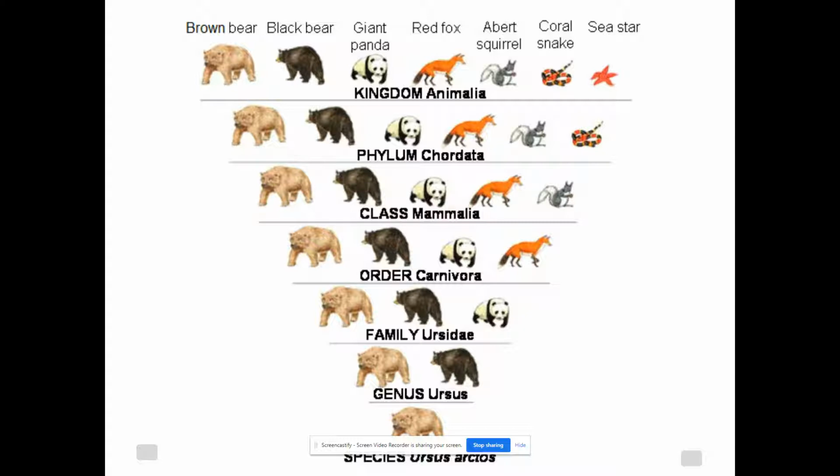Do we get down to one organism or do we get down to one species? You are correct. We get down only to one species. That's a population of organisms that have characteristics that are so similar that they can reproduce with each other. Okay?